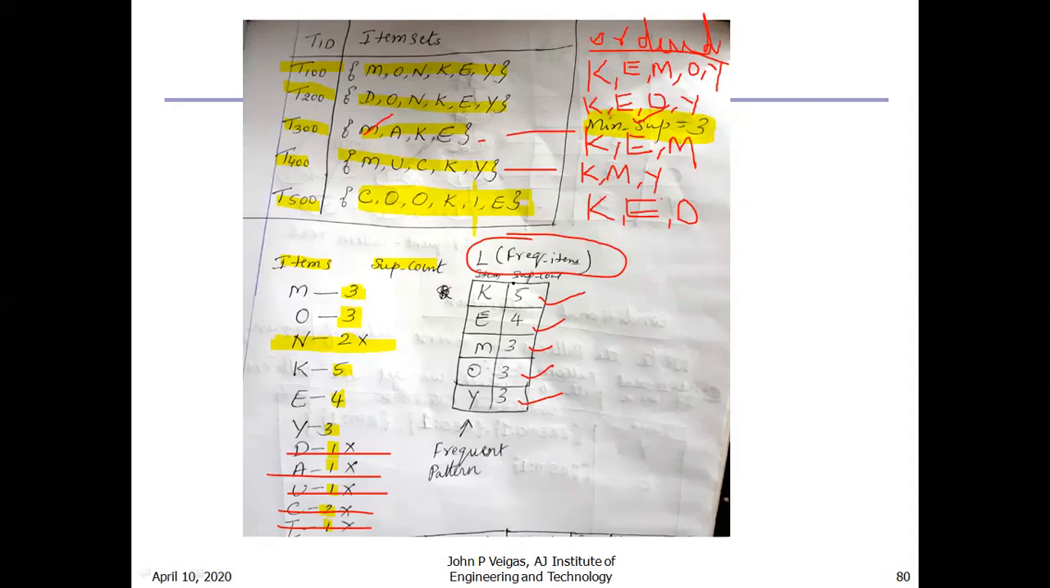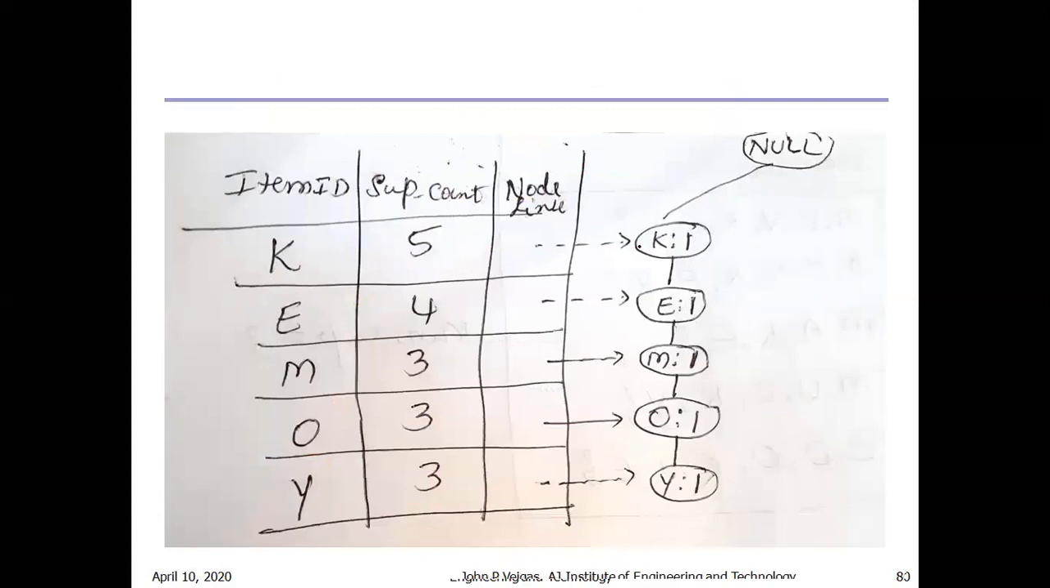Based on the frequency, the highest frequency you need to write first. Frequency means its support count. Whichever has the largest support count, you need to write first. So K is there, E is there, M is there, O is there, Y is there. You understood how to write this part, no? Yes, sir. Okay, let us continue then.